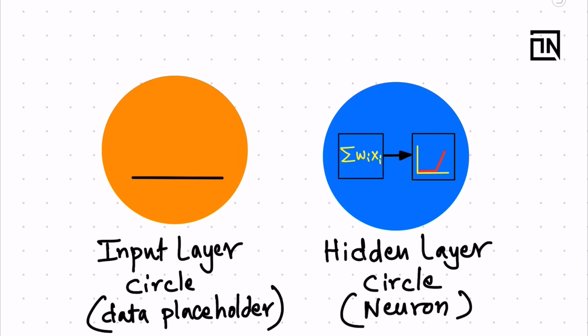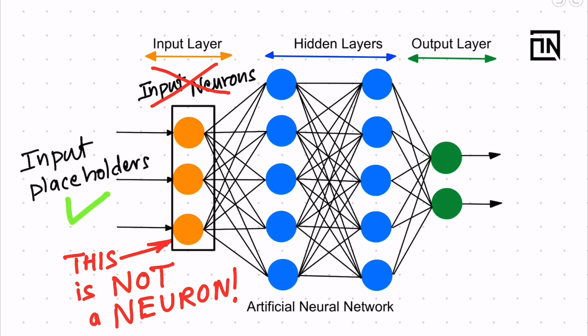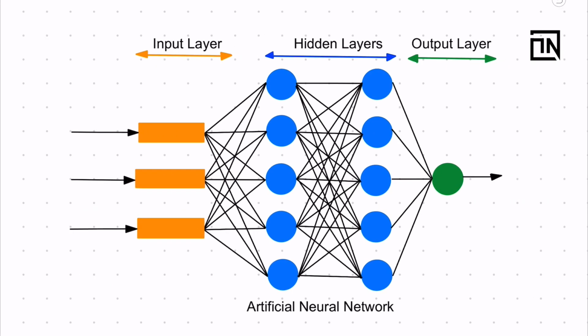The input layer circles do not perform any calculation because they don't contain any transfer function or activation function that is present inside a neuron. Ideally, this diagram should be represented like this. You can use any shape apart from a circle to distinguish that these are not neurons.